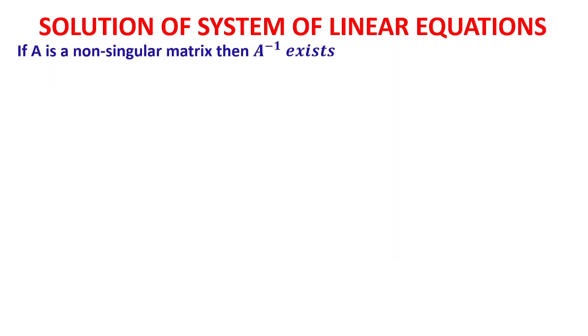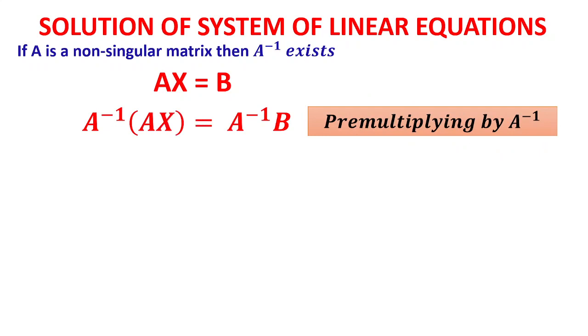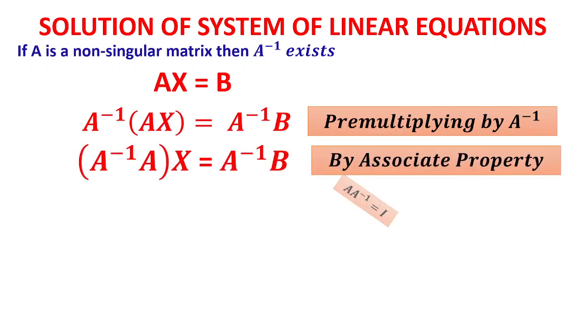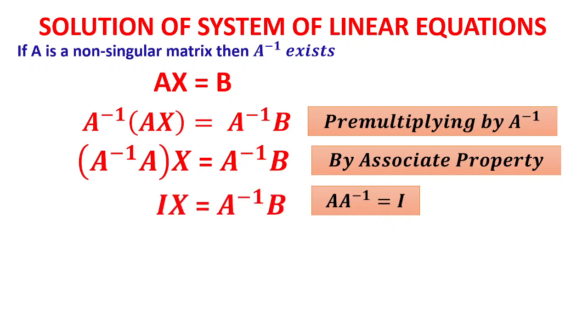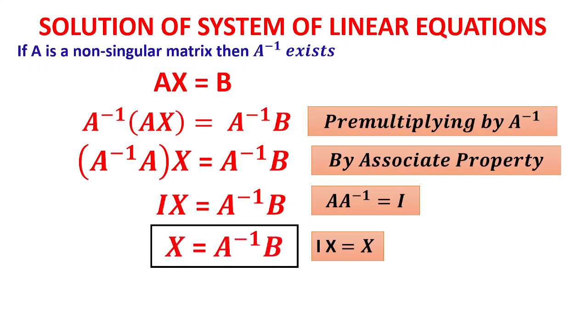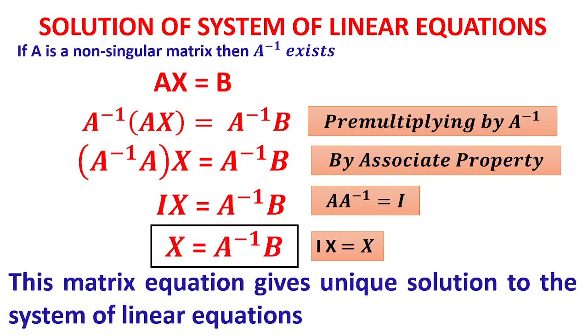Well, now how to get the solution? Suppose you assume that A is non-singular, so A inverse exists. AX is equal to B, pre-multiply with A inverse, then A inverse A is I, therefore by associative property I am using IX is equal to A inverse B. All of you know I is an identity matrix, therefore IX is X, therefore X is equal to A inverse B. No need to write all these things in the exam. You have to remember that when AX is equal to B, X is equal to A inverse B. This matrix equation gives unique solution to the system of linear equation provided A is a non-singular matrix.